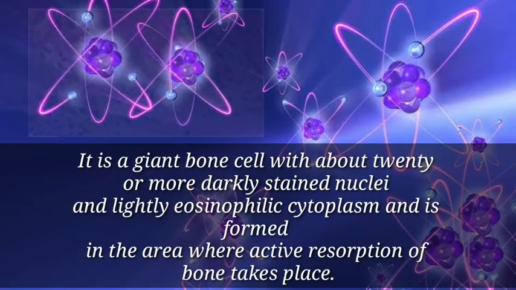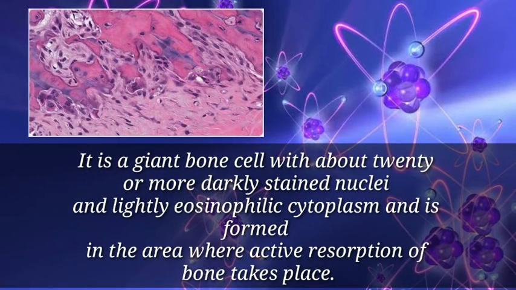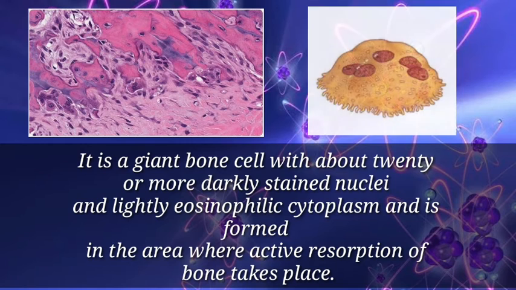It is a giant bone cell with about 20 or more darkly stained nuclei and a highly eosinophilic cytoplasm, and is formed in the area where active resorption of bone takes place.